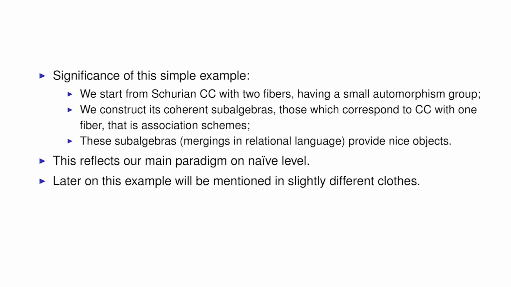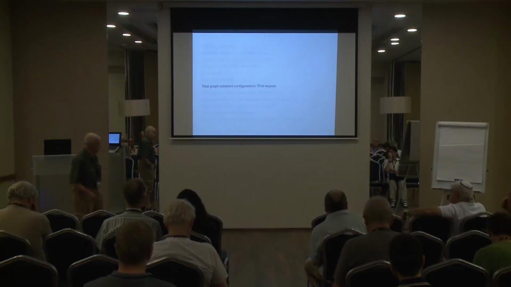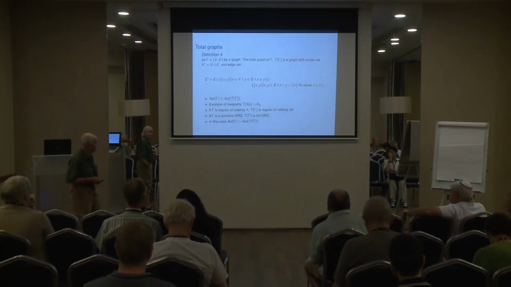Now, again, I repeat that later on, if there is some time remaining, we'll return to this example, at least on a conceptual level, and I will explain why this preliminary example is reasonably significant. Now, total graph coherent configuration, first exposed.